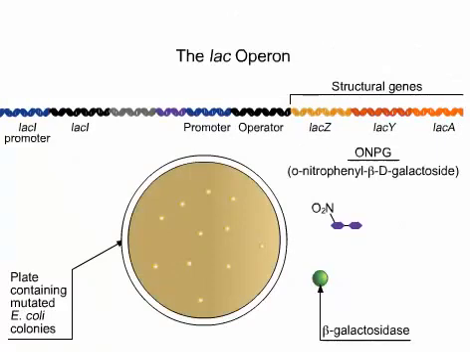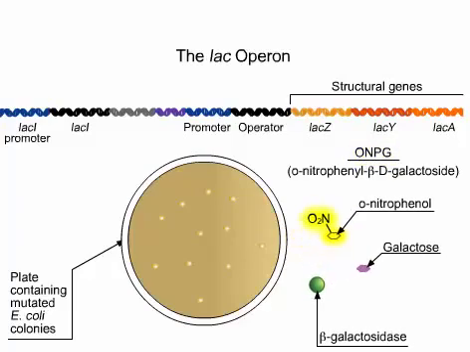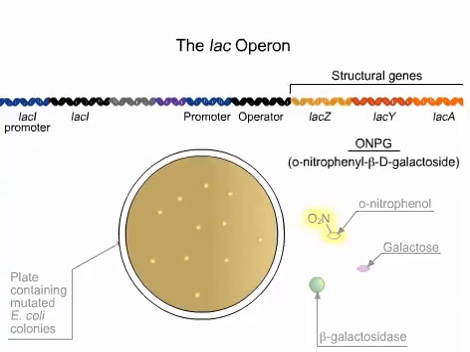Now let's look at another way to find and analyze mutants. To test for the normal function of the LAC-Z gene product, Jacob and Monod used an indicator molecule called O-nitrophenyl beta-D galactoside, abbreviated ONPG. ONPG has a structure very similar to lactose and can be cleaved by beta-galactosidase. But when this molecule is cleaved, galactose and a bright yellow compound, O-nitrophenol, are released.